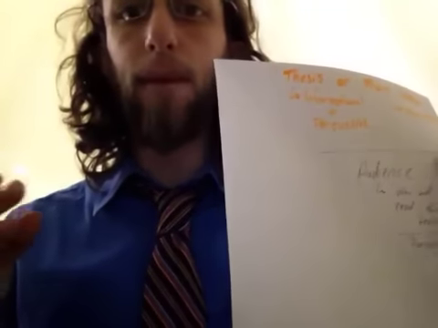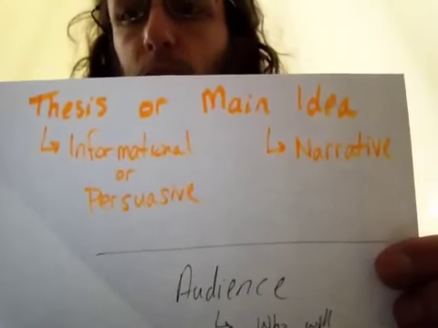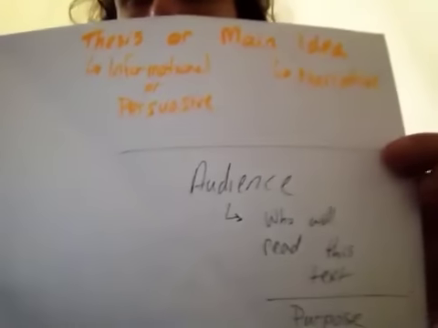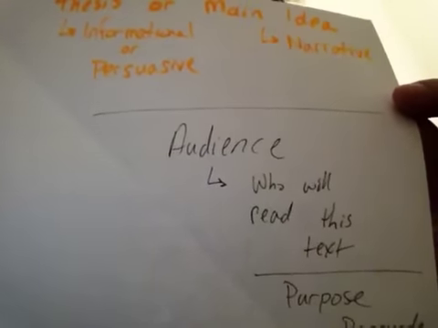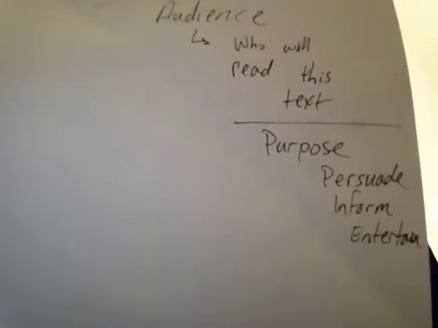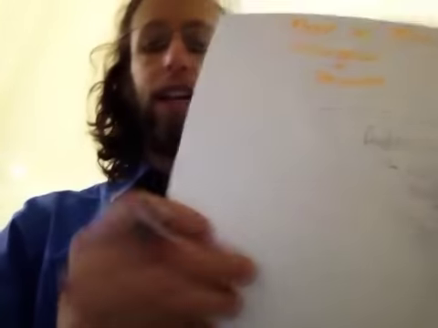Okay? All right, the next section takes over this whole next section of the page, and it's the same thing repeated, okay? We got our thesis, informational, persuasive, or we have a main idea for our narrative. We've got our audience, who will read this text, and we've got our purpose, persuade, inform, or entertain, okay? So we're looking at this section over here. Now what goes over there? Our body one up at the top. We'll go roughly down here.